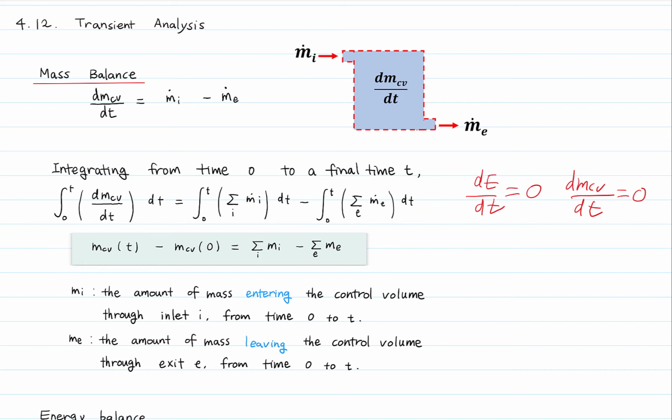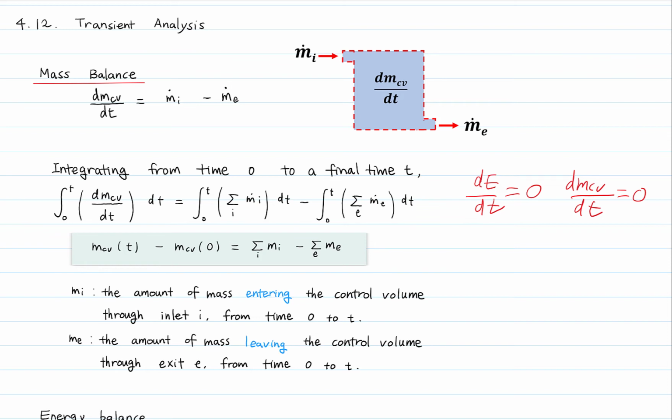However, there are circumstances when the properties and state change with time. It is called a transient process or unsteady process. So the mass of the control volume may vary with time, so dm_CV/dt is not 0. So we integrate the mass balance equations over some period of time t. So time is 0 at the initial state, and the time is t at the final state.